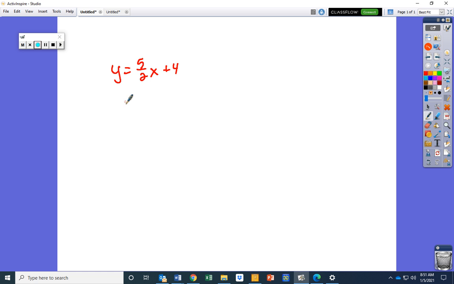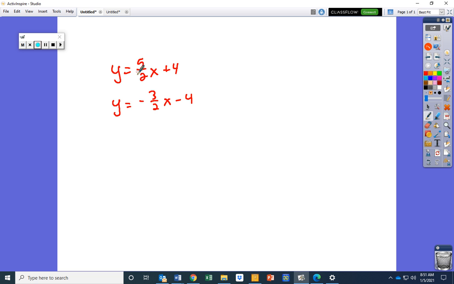And my second equation is y equals negative 3 over 2x minus 4. Okay, so this is what we call a system of equations. We have two separate equations. And what we're going to do is graph these. And at some point, if they are a system of equations, they're going to intersect. Okay? So what we're going to do to find that is graph each one individually.